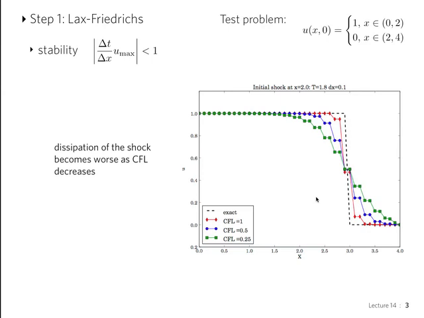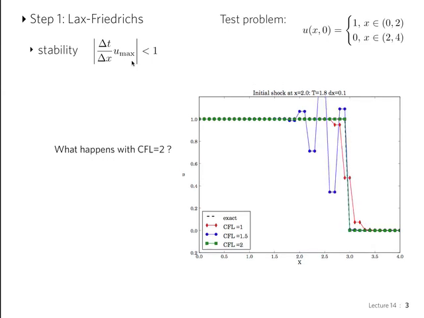Now, what happens if we vary the CFL number? Remember, this is our limit of stability. So if we go anywhere above 1, then we should get unstable solutions. If I run this with these 3 values, 1, 1.5, and 2, this is what I get. So with CFL above 1, the solution should go unstable.